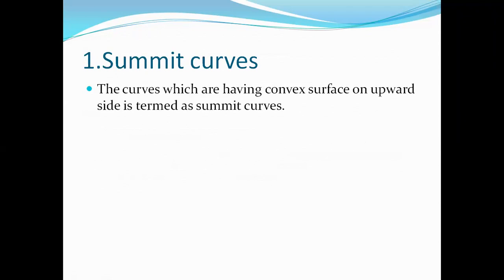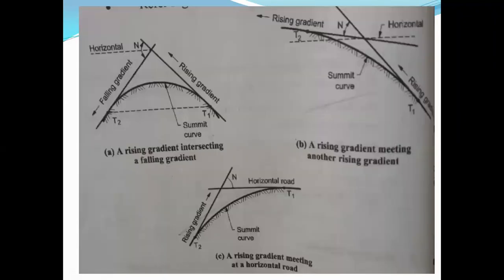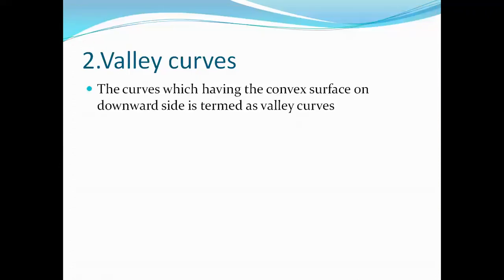The summit curves are the curves which have a convex surface on the upward side. And we had discussed the three cases of summit curves. In that, the first case is a rising gradient intersecting a falling gradient. The second case is a rising gradient meeting another rising gradient, and the third case is a rising gradient meeting the horizontal road.